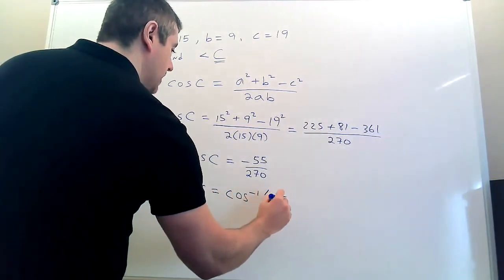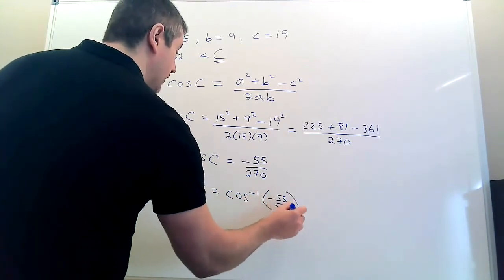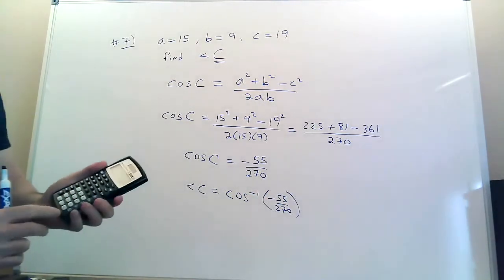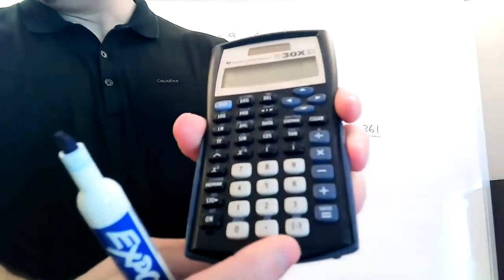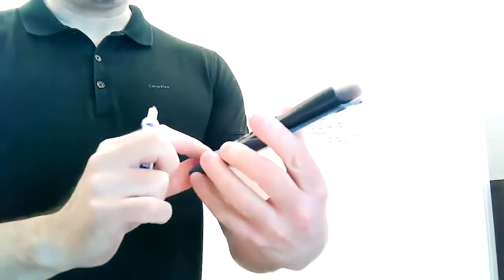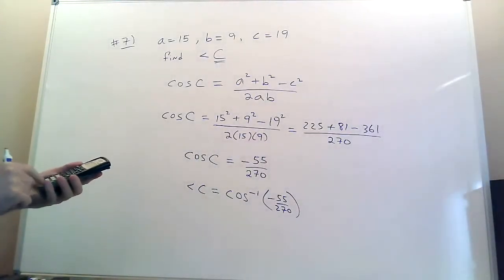Make sure you put that negative there. If you're missing that negative, you aren't going to get the right angle. So I'm going to hit second cosine. I'm going to hit my minus symbol. You do not press the subtraction symbol. It will mark it. It's not going to understand that. So I have to put the negative for the 55 and then divide by 270.